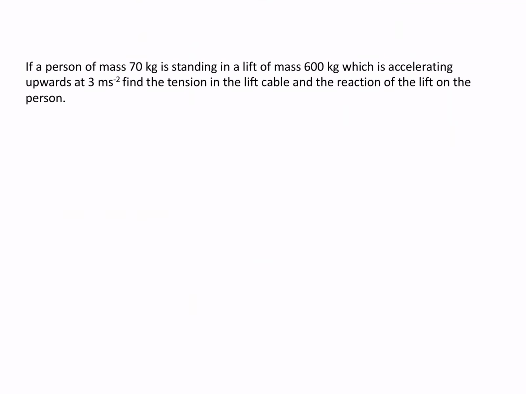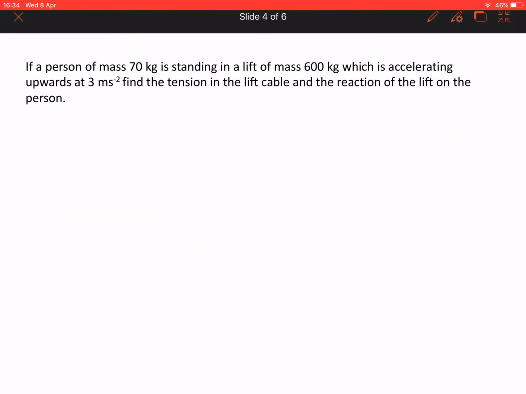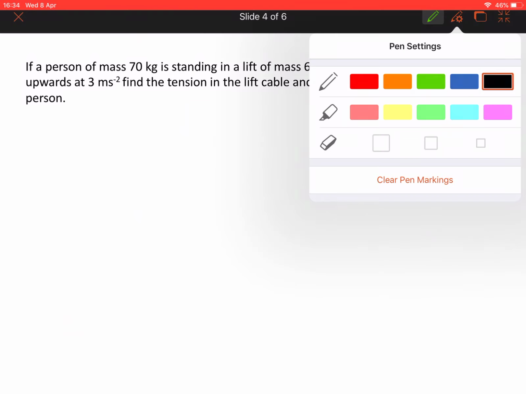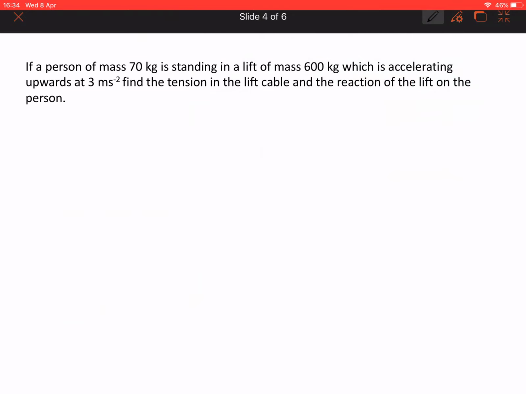So if a person of mass 70 kg is in a lift of mass 600 kg, which is accelerating upwards at 3 meters per second squared, we're going to find the tension in the lift cable and the reaction of the lift on the person. So to begin with, I'm going to find the tension in the lift cable. Now, in order to do this, it's easiest if we consider the whole system.